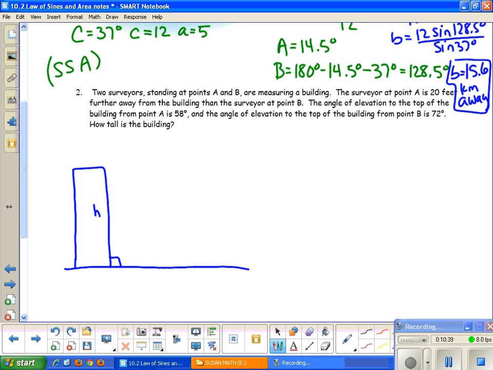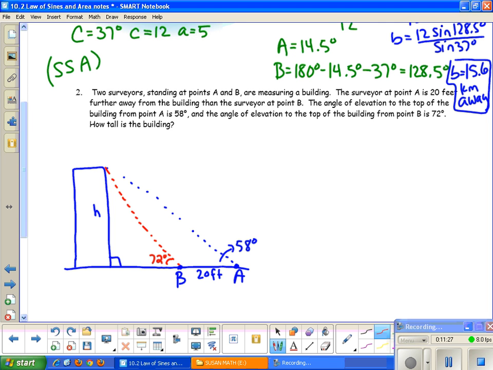So we know that we have a surveyor, two of them, one at point A and one at point B. We know that A is standing 20 feet further from the building than B, so this distance from here to here is 20 feet, from A to B. A has an angle of elevation of 58 degrees from the surveyor to the top of the building, so this would be right here, 58 degrees. And then B has an angle of elevation of 72 degrees from here to here.